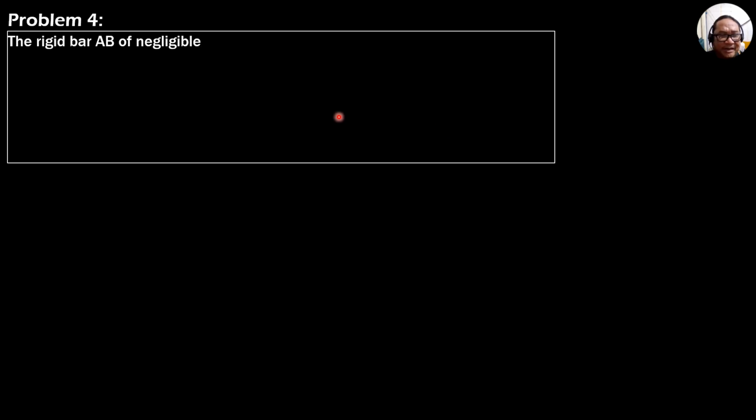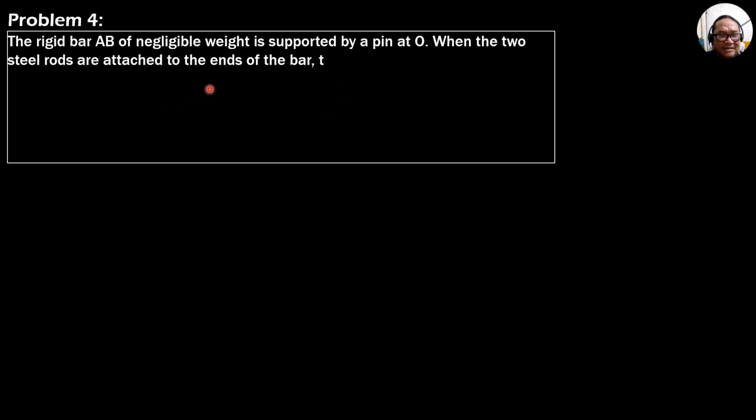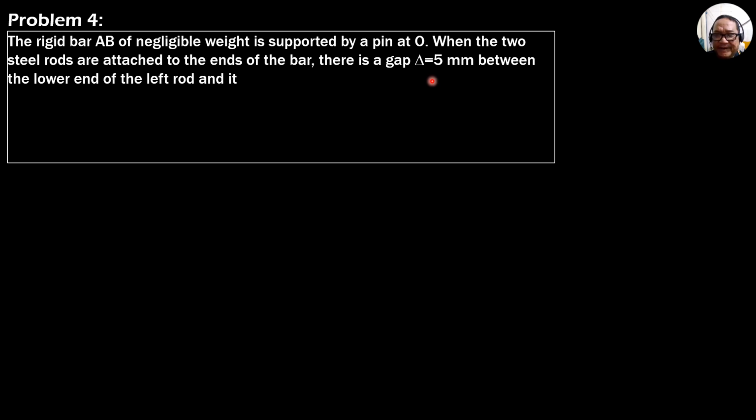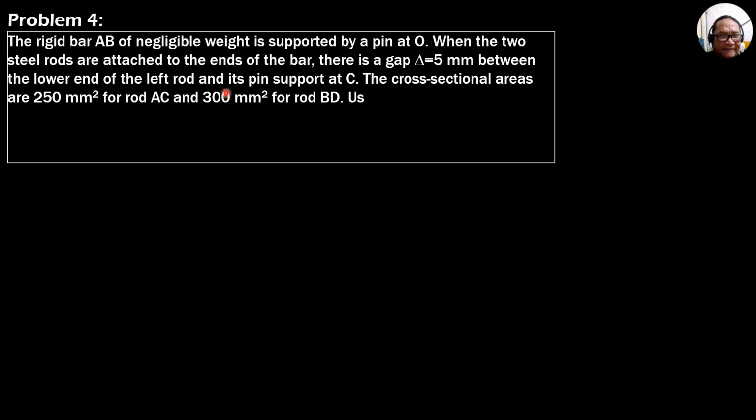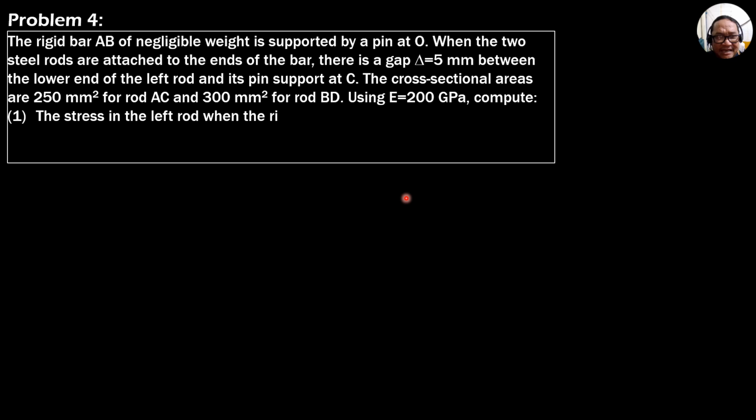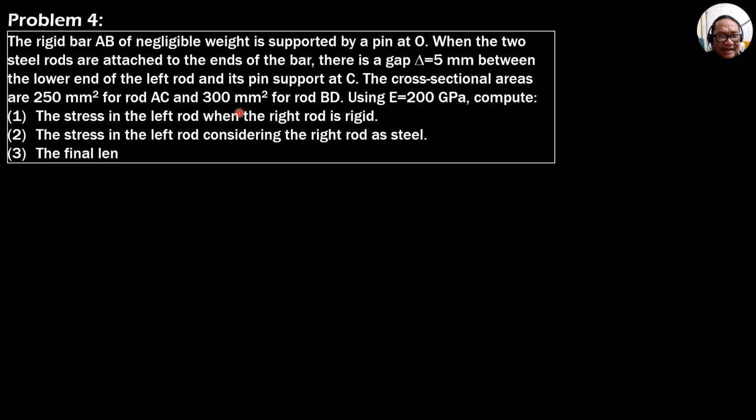The rigid bar AB of negligible weight is supported by a pin at O. When the two steel rods are attached to the ends of the bar, there is a gap delta which is equal to 5 mm between the lower end of the left rod and its pin support at C. The cross-sectional areas are 250 mm square for rod AC and 300 mm square for rod BD.